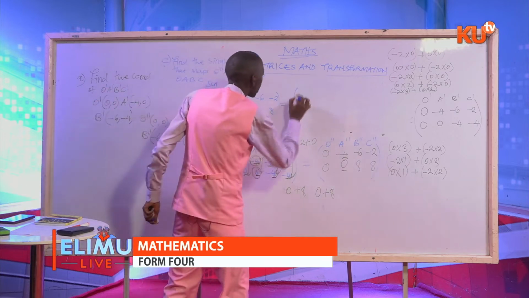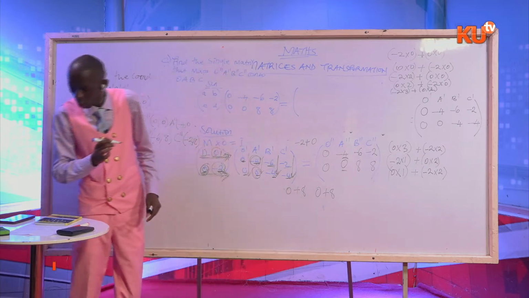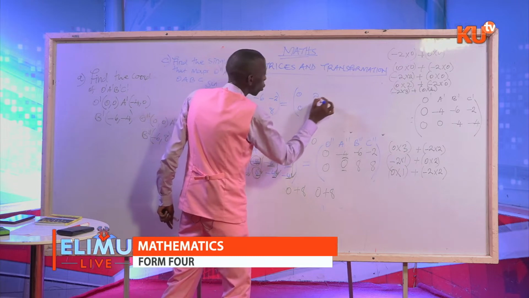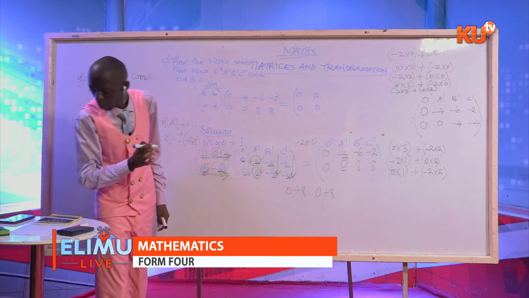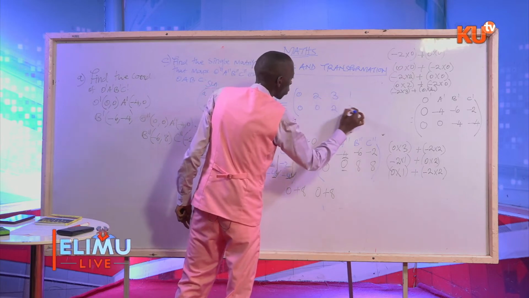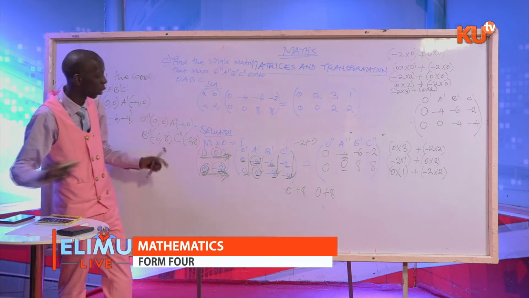The object. Our object was 0, 0, 0, 0, 2, 0, 3, 2, and 1, 2. I hope now that is well understood and we can proceed doing the question.